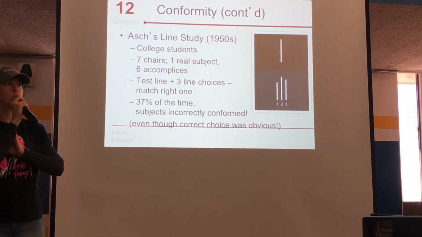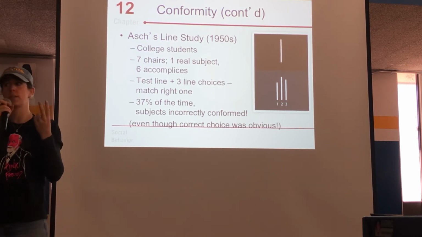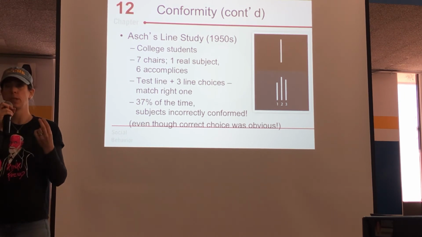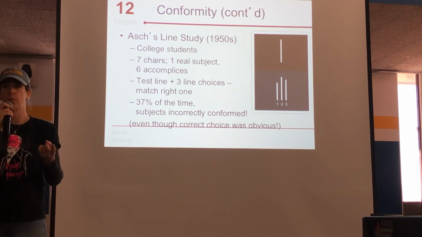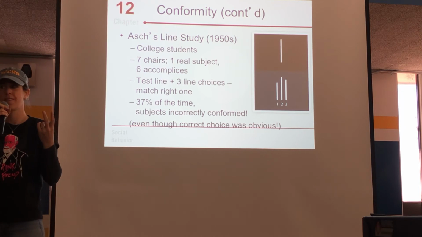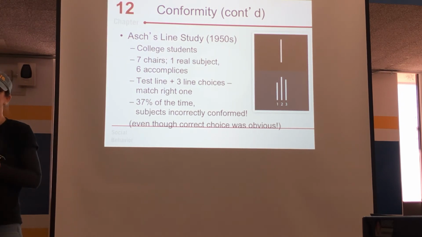What were the 2 factors that increased conformity? Number of people, group size, and group unanimity. If a group is unanimous, that means they all agree. The second you have a dissenter, which is someone who goes against the group, then you're more likely to not conform, because you kind of have a partner.